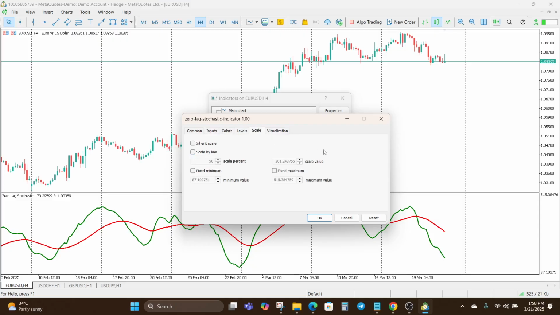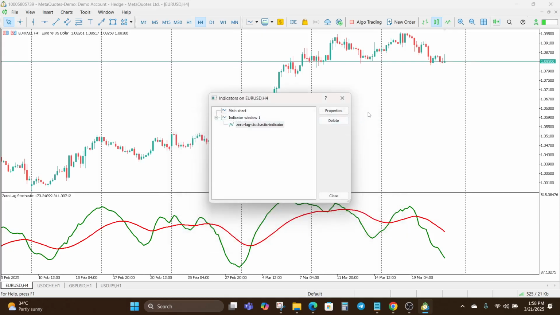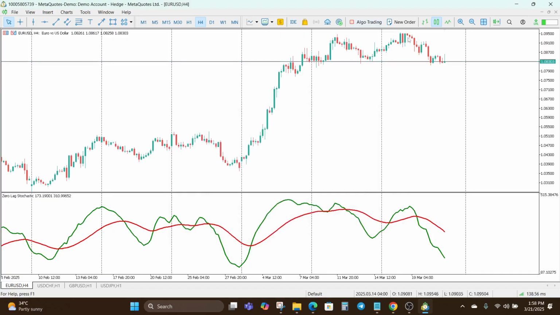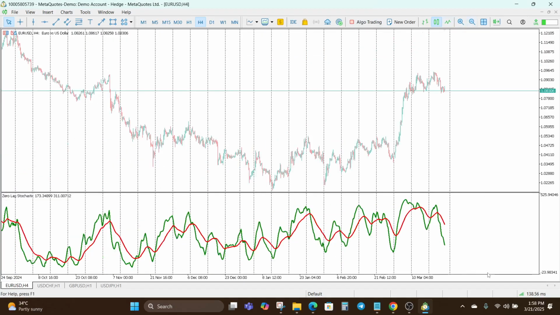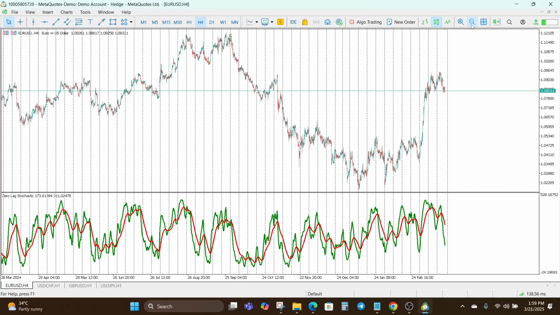Now, as you can see, the indicator does not have a fixed minimum or a fixed maximum value, although you can actually edit that if you want to. So you will notice that the indicator oscillates within dynamic zones. It oscillates between dynamic levels. The levels are not fixed exactly.